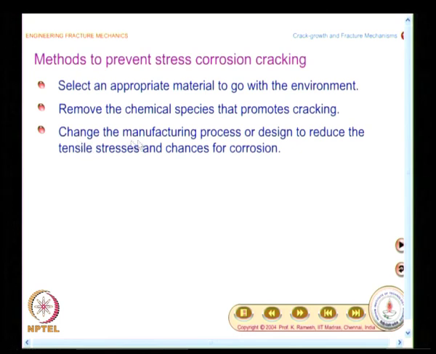So, you look at the manufacturing process as well as the design to reduce the tensile stresses and chances for corrosion, because the combination of stresses and corrosion will lead to stress corrosion cracking. So, you address both. In the first two, you have looked at appropriate material, the second one is the chemical species that promotes cracking, the third one you look at minimizing or eliminating the existence of tensile stresses in your design structure.